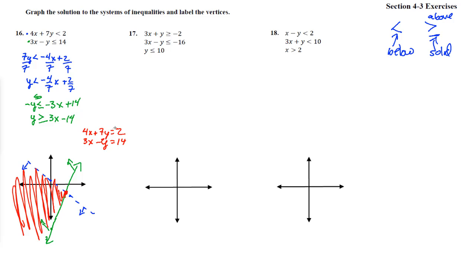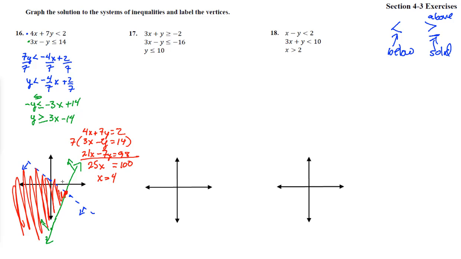Well, it looks like it's prime set up for elimination. So if we times this one by 7, we now have 21x minus 7y equals 98. So if we add the top and the bottom, we get 25x. The y's now go away, poof, gone, and 2 plus 98 is 100. So we get x equals 4.